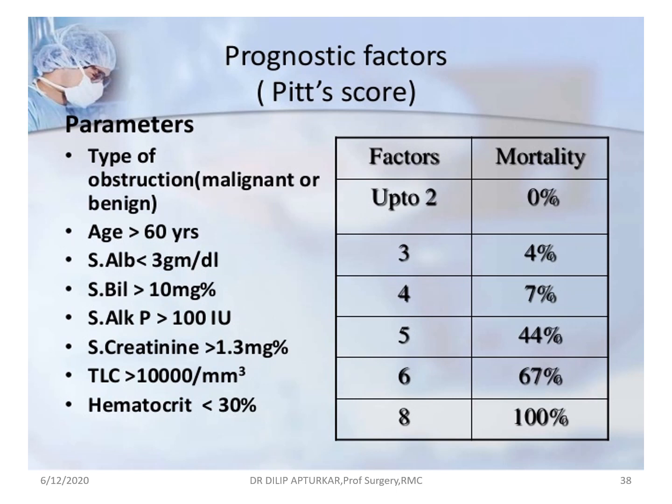So depending on these factors present, score can be 2, 3, 4, 5, 6. Up to 2 there will be no mortality. As the score increases, mortality will increase to 100%. So these are the prognostic factors. So one should try to reduce the morbidity and mortality in case of surgical jaundice by aggressively treating the patient, treating the cause for obstruction.